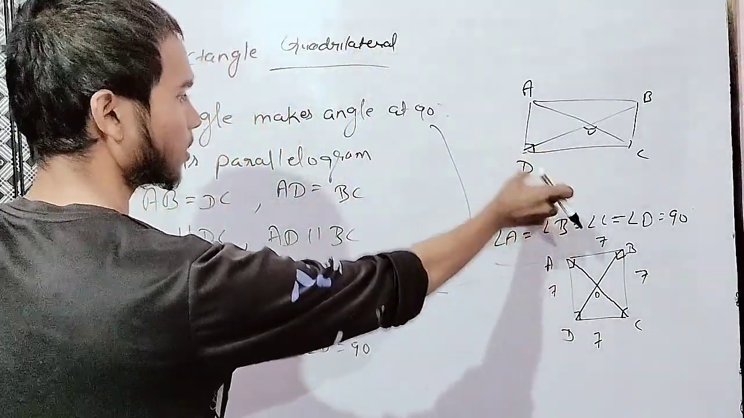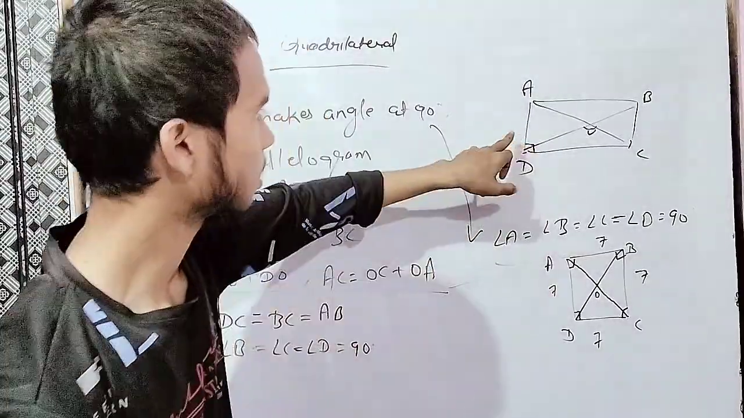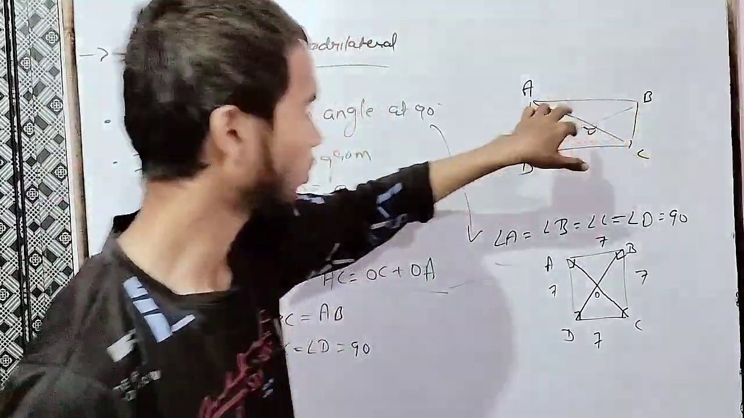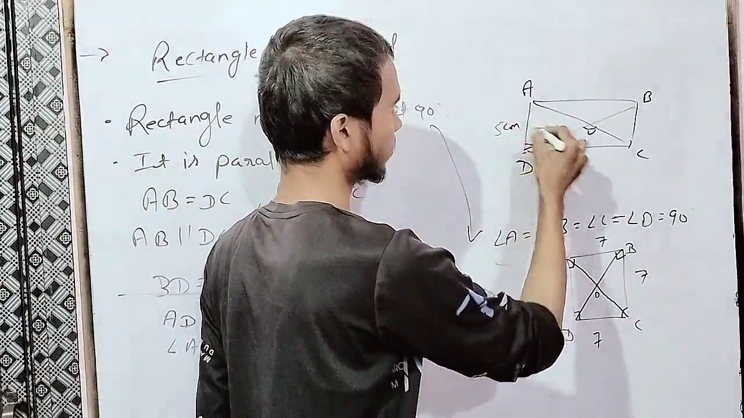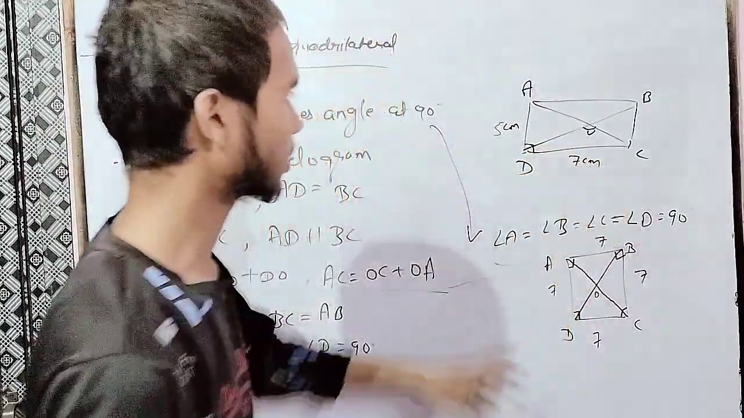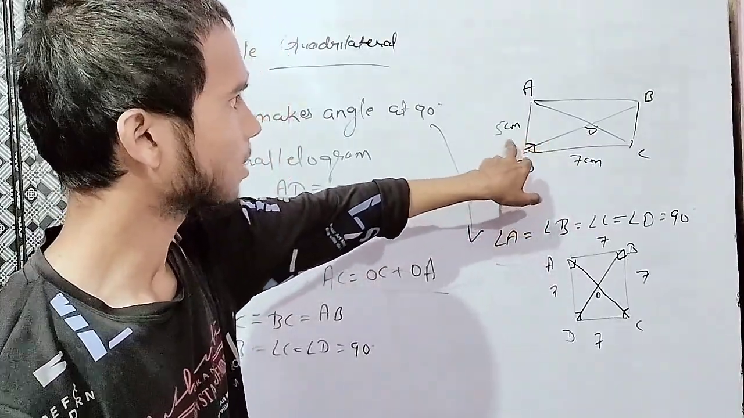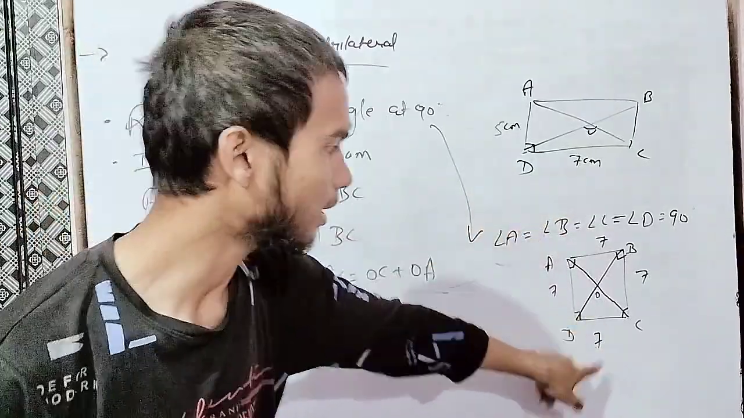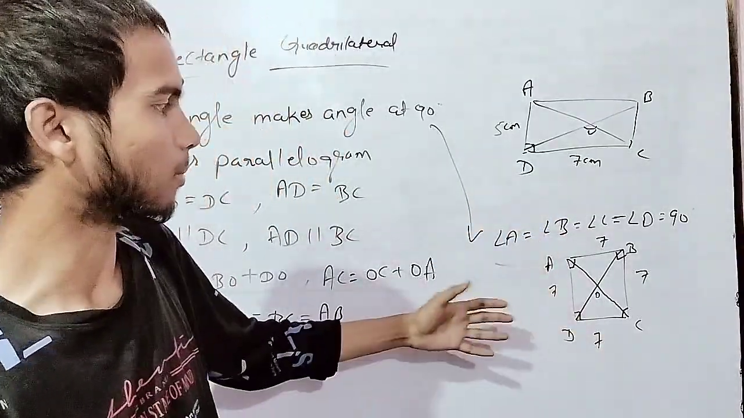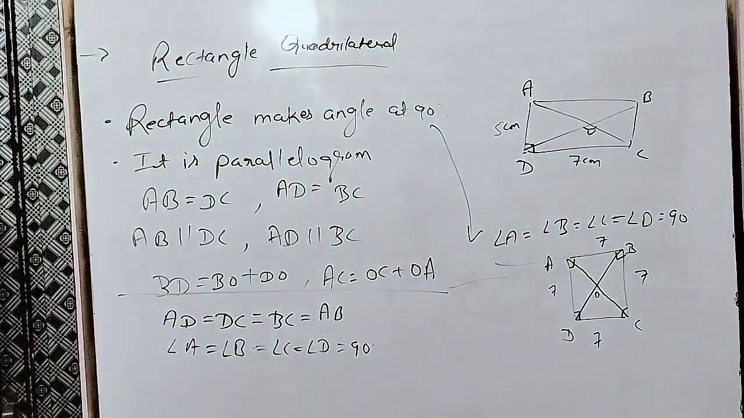So what's the difference between these? Here the opposite sides are equal to each other, but this is a 5, this is a 5, and this is a 7 centimeter. This is the difference. Breadth is 5 and length is 7. In the case of a square, breadth and length would be the same. This is the difference between a rectangle quadrilateral and a square quadrilateral. Next.